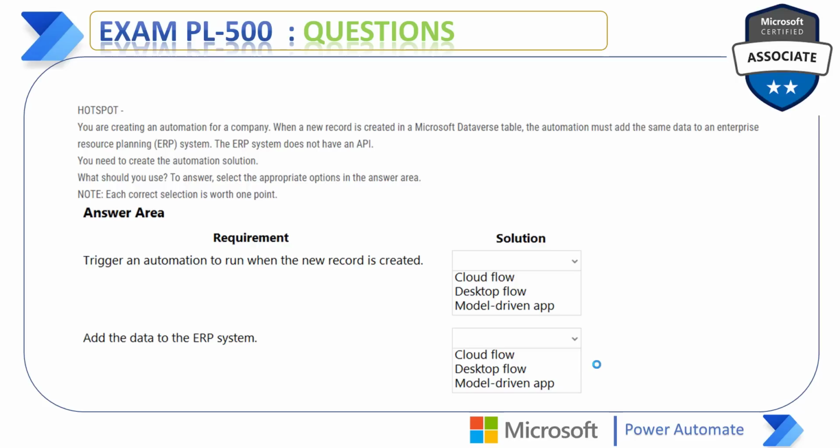All right. Let me reveal the answer. There you can see for my first requirement, that is trigger an automation to run when a new record is created, I'm going to use an automated cloud flow as the solution. Now for the second requirement, add the data to the ERP system, a desktop flow is the best solution for my requirement. I hope you understand the correct solution for the requirements which they have given as part of this tutorial.